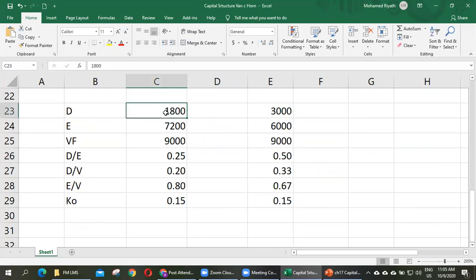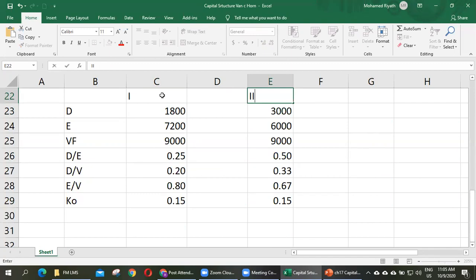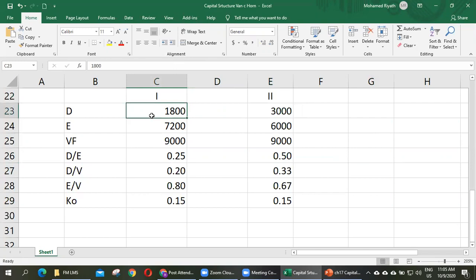So earlier 1,800 was scenario 1, right? Scenario 1, scenario 2, case 2. Earlier the debt was 1,800, equity is 7,200. So the total value of the firm is 9,000. And the debt equity ratio: how do we get it? Debt is 1,800. The total value of equity is 7,200. Therefore, it equals 0.25. It is one way of calculating leverage.